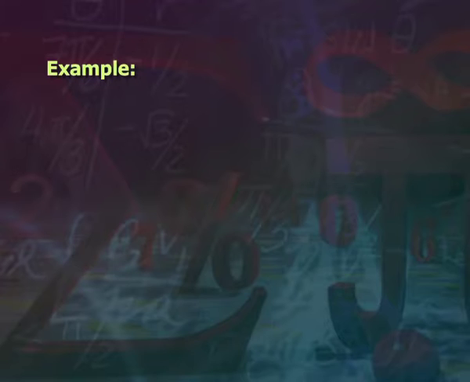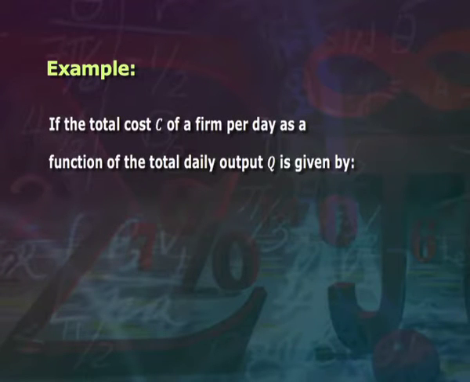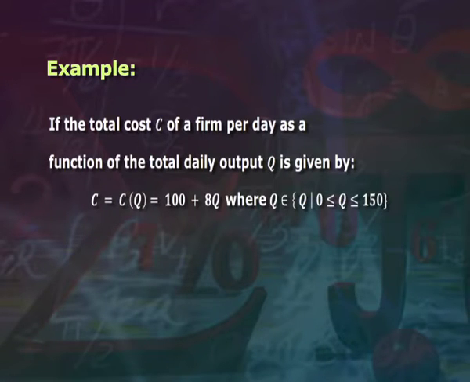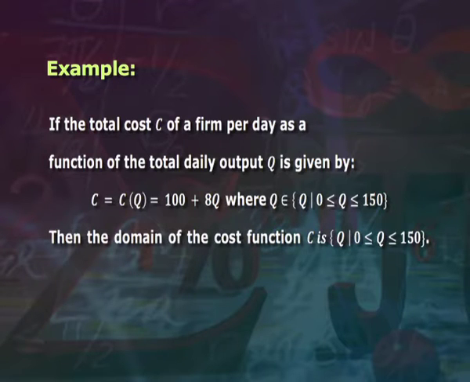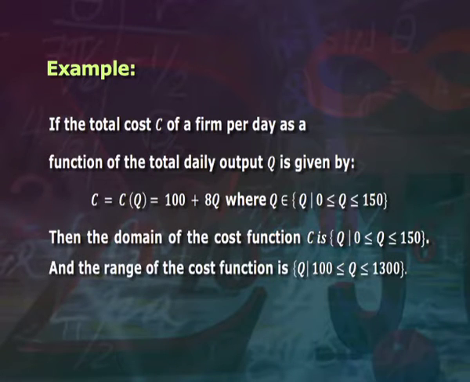As an example, suppose the total cost C of a firm per day as a function of the total daily output Q is given by C = C(Q) = 100 + 8Q, where Q is in the set such that 0 ≤ Q ≤ 150. Then the domain of the cost function C is the set of Q such that Q is between 0 and 150, and the range of the cost function is the set of values between 100 and 1300.